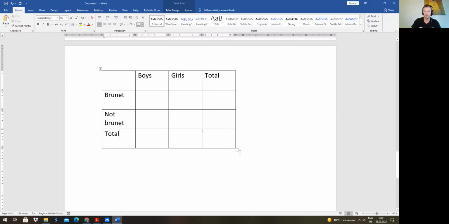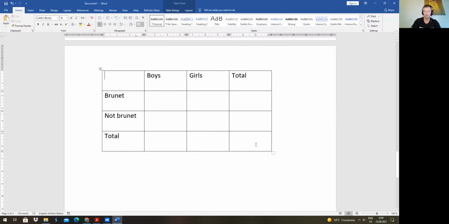So what do we know? We know that the total here must be 1. So the probability to select some person with some hair color is 1. What else do we know? We know that there are 40% of boys. We know that there are 60% of girls. What do we want to know? We want to know what is here. What is the share of brunette people in the whole population?